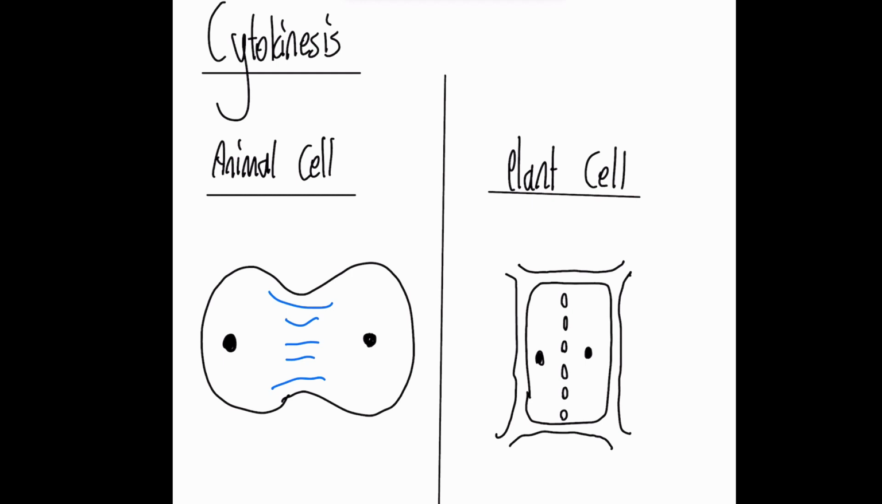Now, from the word cytokinesis, you can see that it contains the word cyto. So from this, you can probably infer that it has something to do with the cytoplasm of the cell. And you are correct. Cytokinesis is the division of the cytoplasm in a dividing cell. And this process is different for the animal cell and the plant cell. This is mainly due to the presence of a cell wall in the plant cell, which is absent in the animal cell.